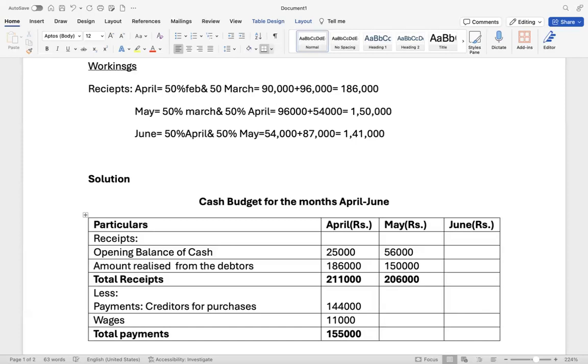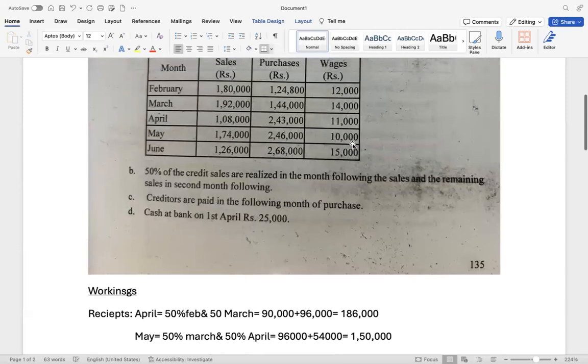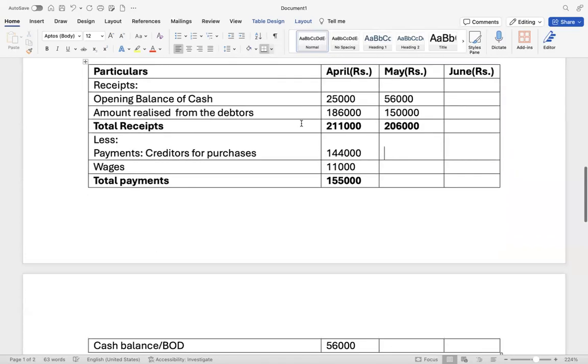What are the payments? There are payments for purchases of the last month. Just as I have told you, you have to do the same thing. Creditors are paid in the following month of the purchase. So March month creditors are paid in April, and April month creditors are paid in the month of May. So 2,43,000 is taken here.